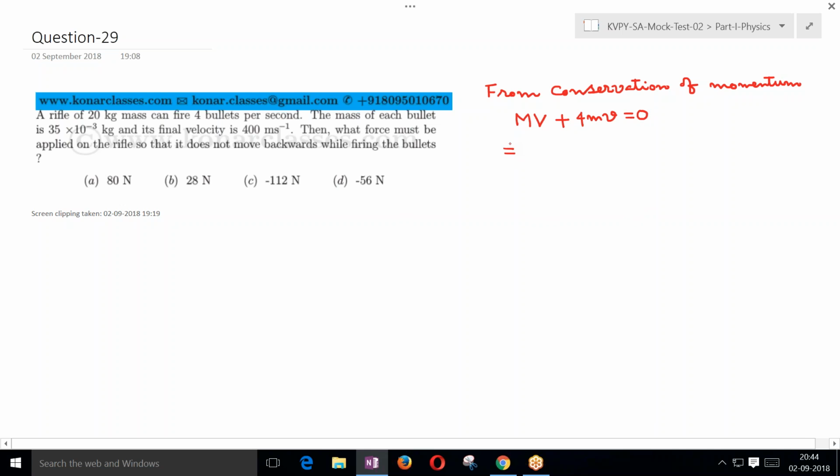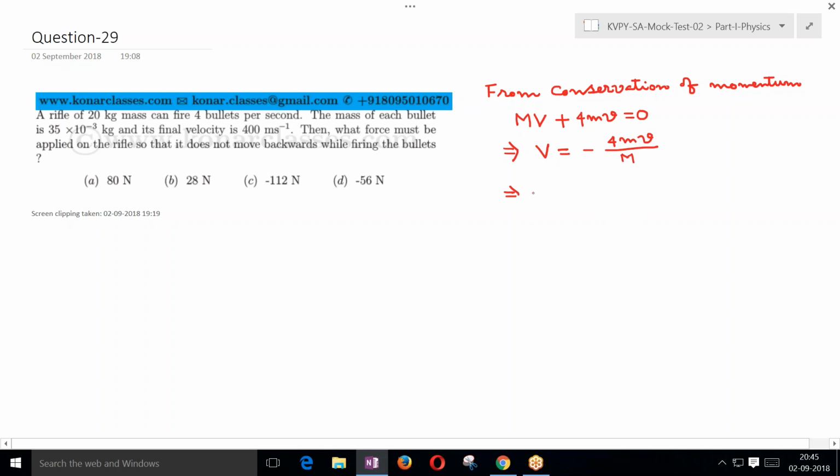So from here what we need to find? We know capital M, which is 20 kg. We know the small m, which is 35 into 10 to the power minus 3 kg. We know small v, that is 400 meter per second. So from here we can find the capital V. Capital V is equal to minus 4 into m into v divided by capital M.